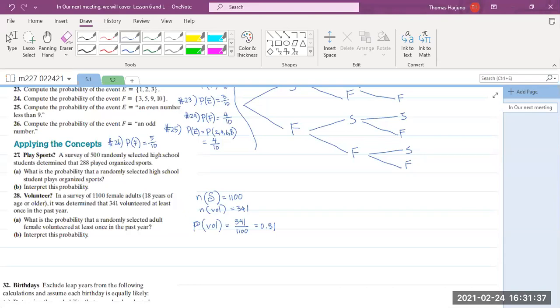Interpret this probability. Well, if you do it 100 times, for example, then you expect around 31 of them volunteered at least once in the past. Maybe more than 31, maybe less than 31, but it will not be far from 31. Is it possible that it is far from 31? It's still possible, but the probability is so small.